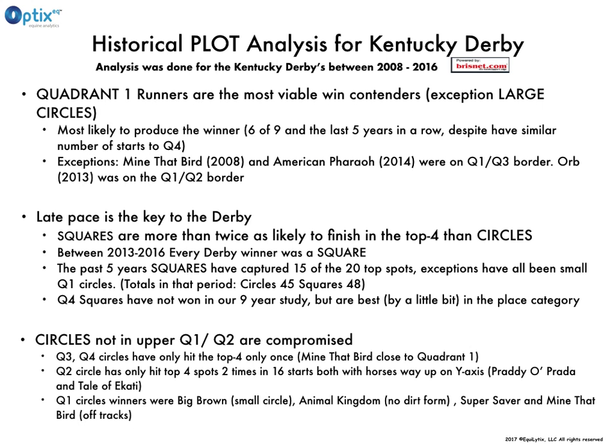We looked at Mine That Bird and Super Saver; Super Saver was a Quadrant 1 square. So you can win and you can hit the board, but again, you're going to want to be in Quadrant 1, particularly for the win, or Quadrants 1 and 2 for underneath. Quadrants 3 and 4 are really up against it.